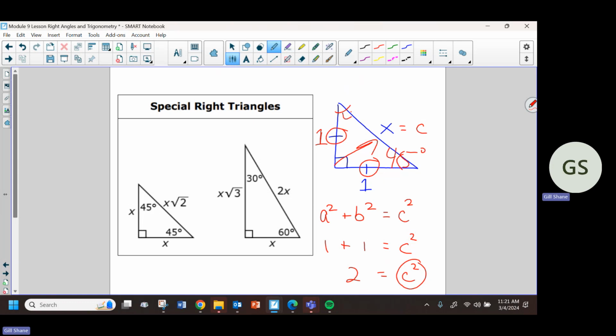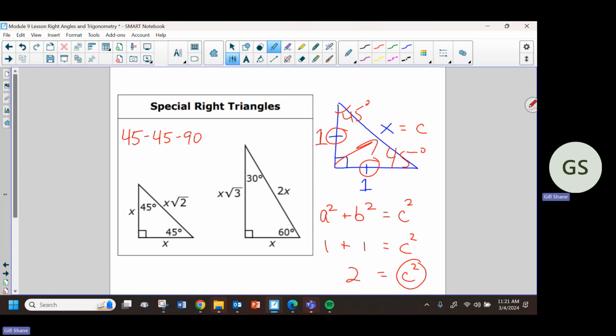Well, they have to add up to 90, and they have to be the same number, so that means they have to be 45 degrees. So there's a special relationship in all of these; we say it's a 45, 45, 90 triangle. We don't typically say an isosceles right triangle, but you might hear it.